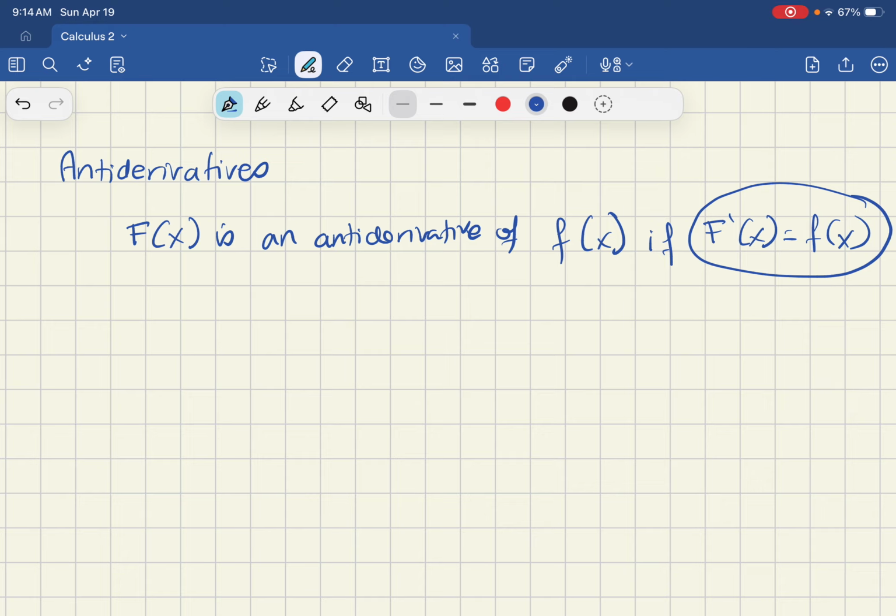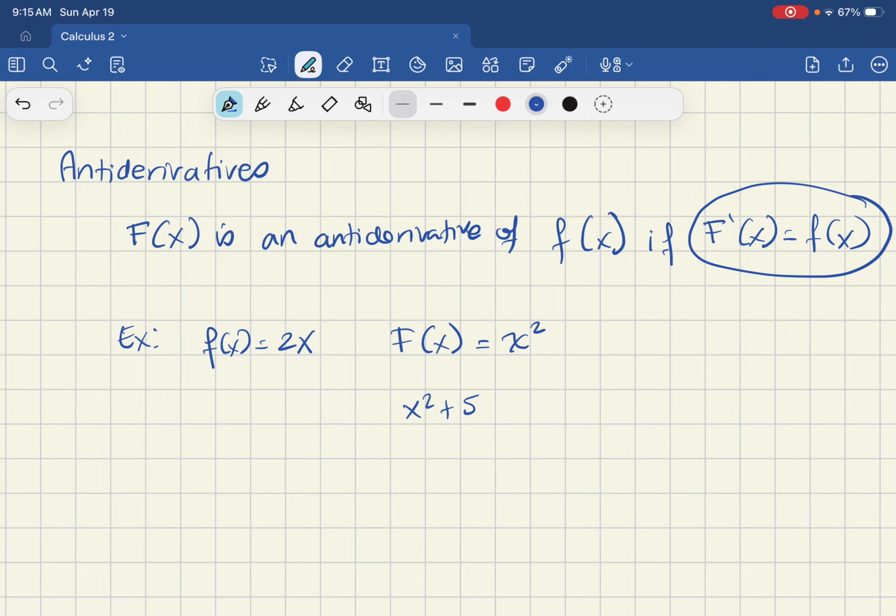For example, if you're given f(x) equal to 2x, then F(x) is equal to x squared. It's an antiderivative because the derivative of x squared is 2x. Simple enough. But here's the catch. x squared plus 5 is also an antiderivative. So is x squared minus 3 and so forth.